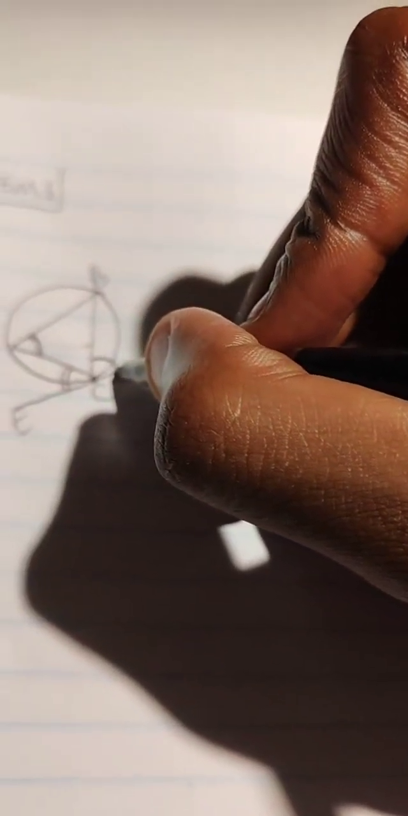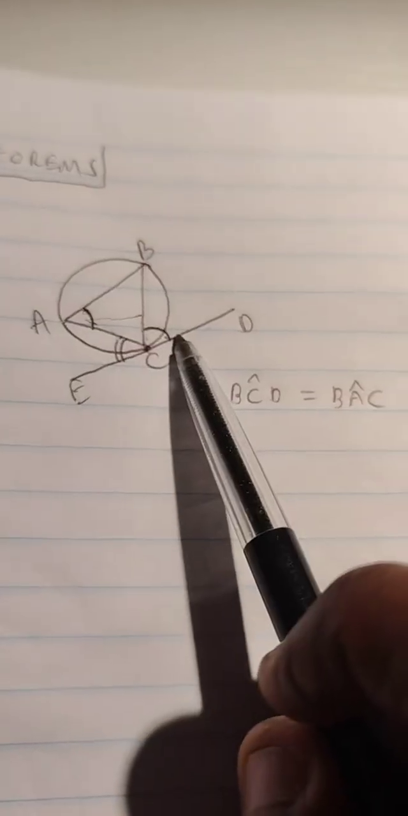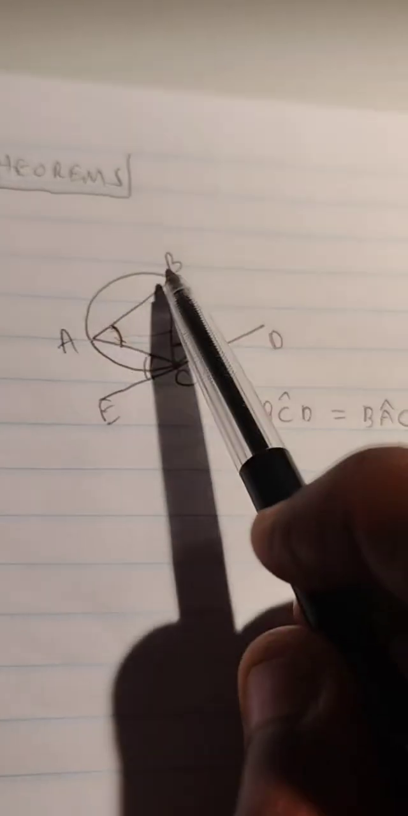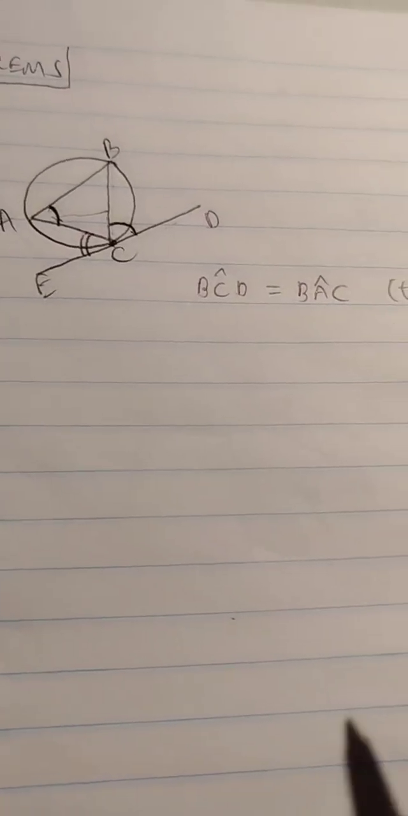So this chord and this tangent form this angle, all right. But the very same chord subtends which angle at the circumference? It subtends the angle BAC. So that's why we say that angle BCD is equal to angle BAC. That is the tangent chord theorem.